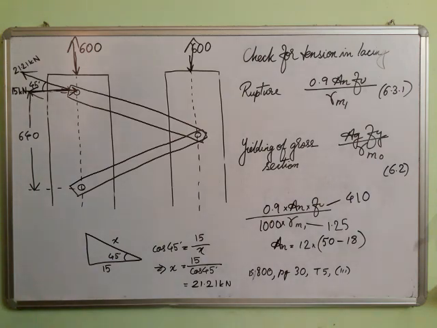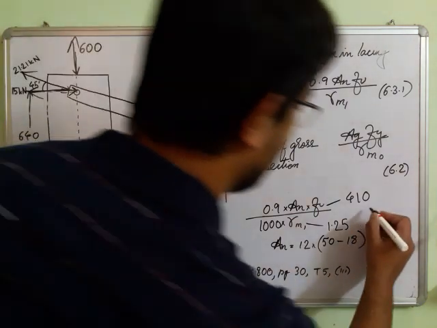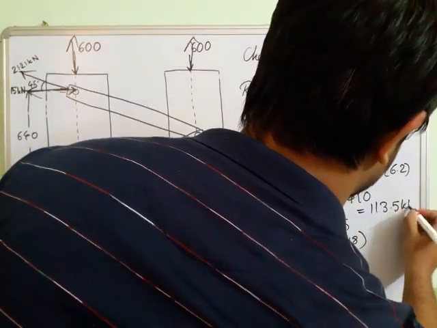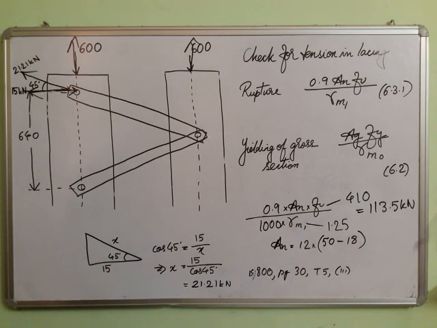It is 11.357 into 10 to the power 4 Newton, or we can say 113.5 kilonewton. Just check how much you're getting. You'll get around this value. There might be some difference in decimal, don't worry about it, but you will get it around this range. 113.5, so this is the capacity. That means this 113.5 kilonewton amount of tension can be taken by the lacing.